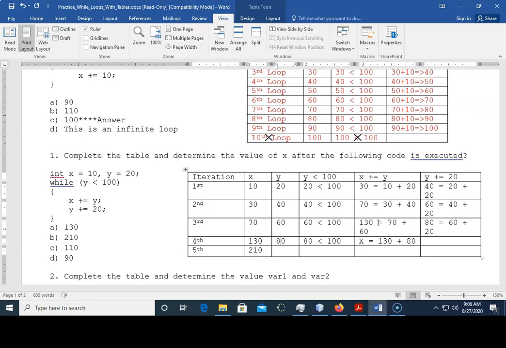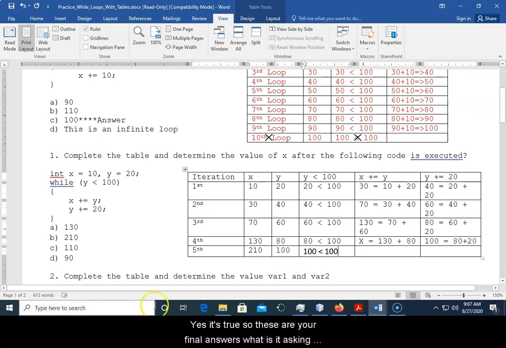210. And then we've got y is equal to 80 plus 20. And so y is equal to 100. So y is 100. Is 100 less than 100? Yes, that's true. So these are your final answers.